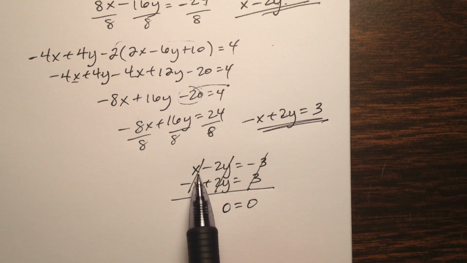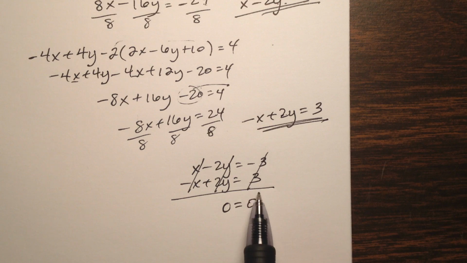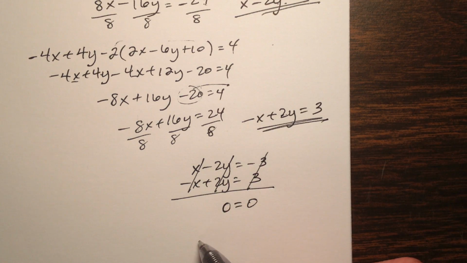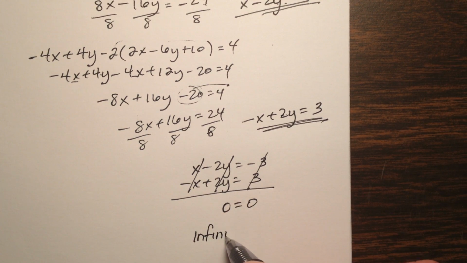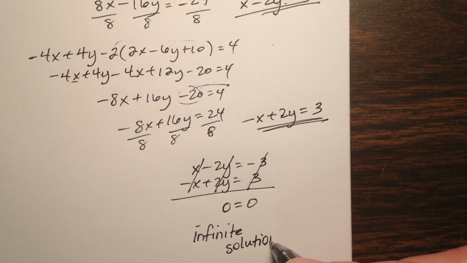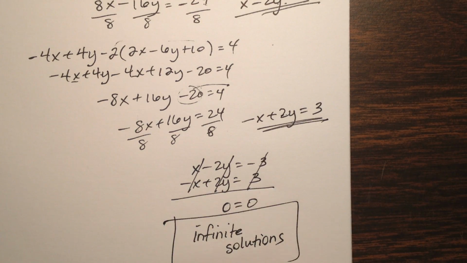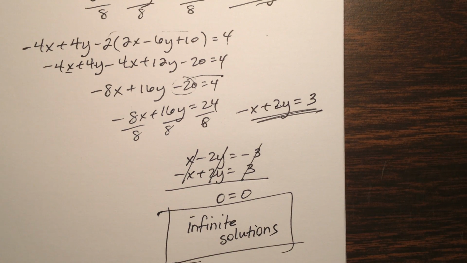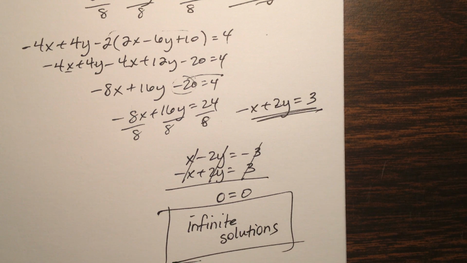Now recall that when all of our variables cancel and we're left with a true statement, the solution is going to be infinite solutions. It's worth noting, however, that infinite solutions doesn't mean that any old ordered pair that I want to plug in will work. It just means that all the solutions have a nice pattern, and there will be an infinite number of ordered pairs that happen to work, but they all must follow a set pattern. But this system has an infinite number of solutions.